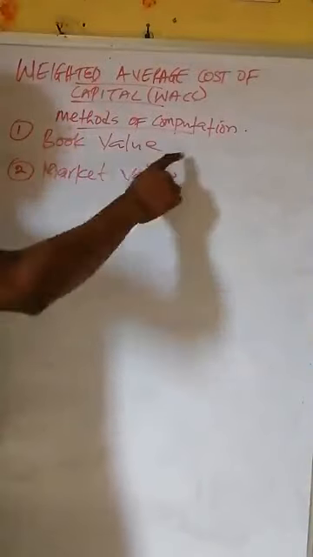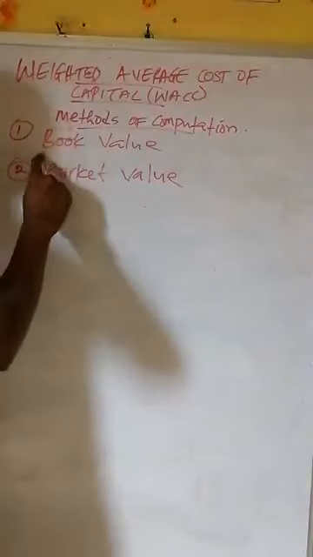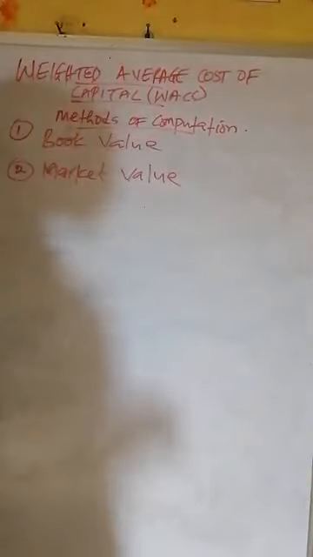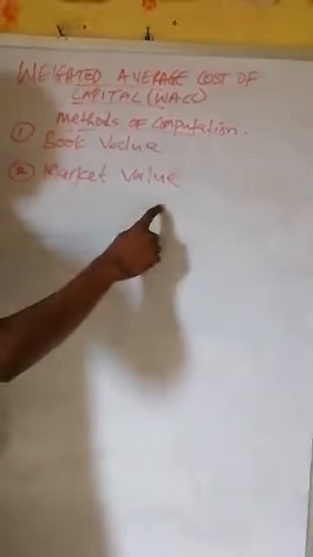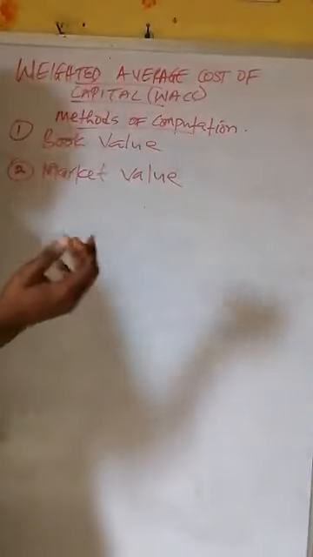Book value, as the name suggests, is the value of equity, preference share, and debenture standing in the book of account of the company. That is why we call it book value. But in this case, we call it market value. What is market value? As the name suggests as well, this is the value of the finances in the market.